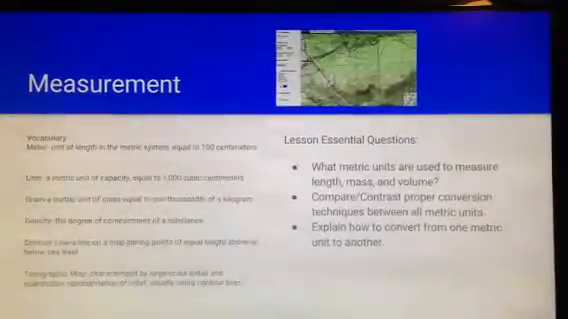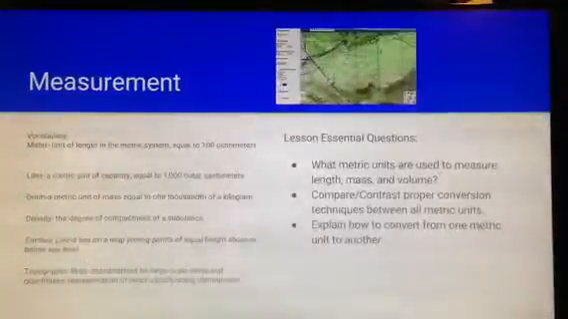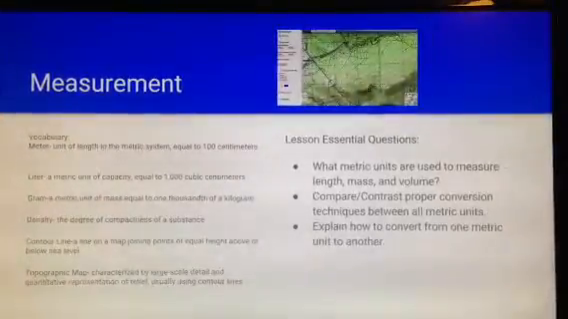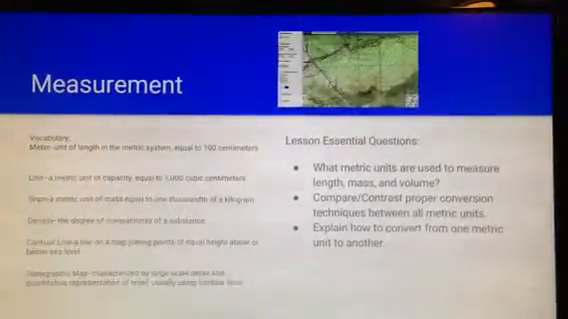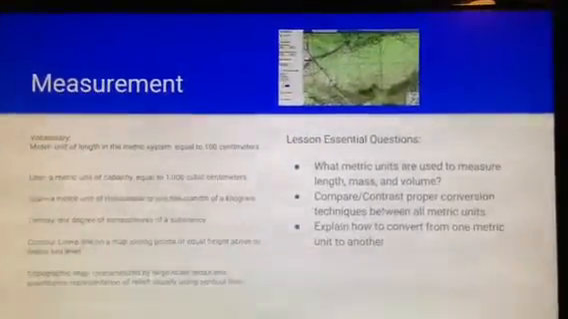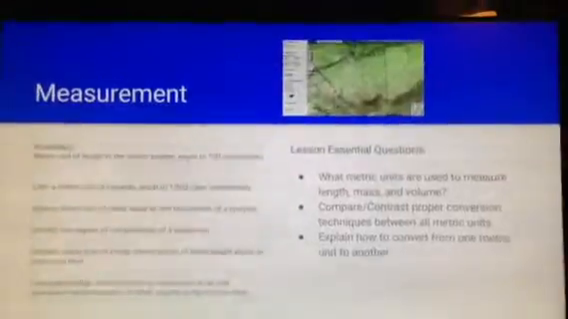And the lesson essential questions for measurement are: what metric units are used to measure length, mass, and volume? Compare and contrast proper conversion techniques between all metric units, and explain how to convert from one metric unit to another.